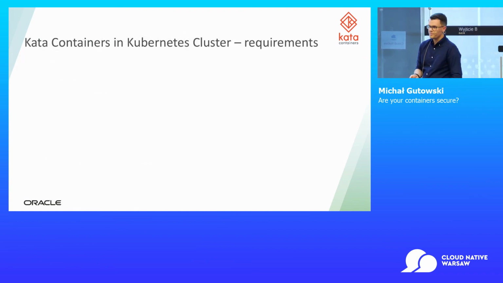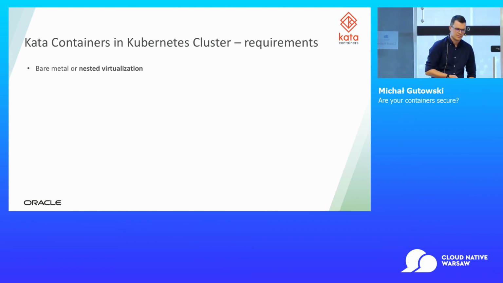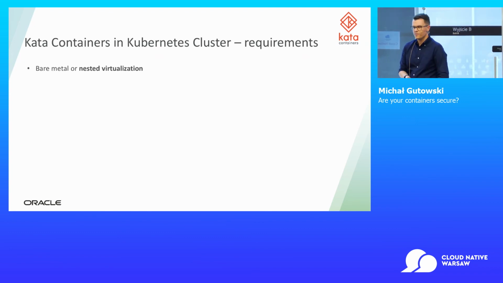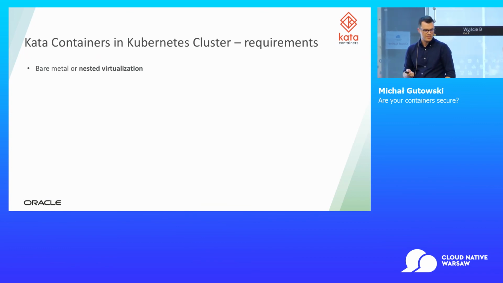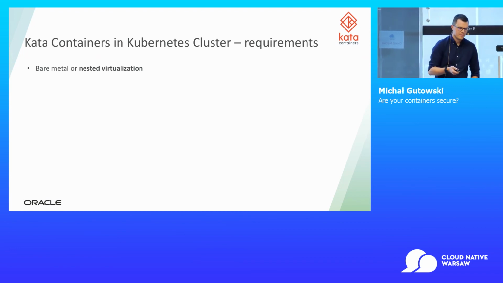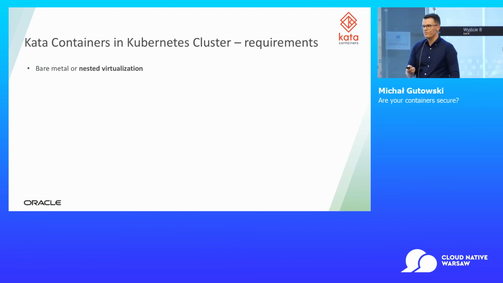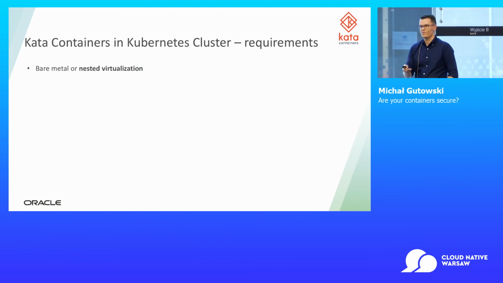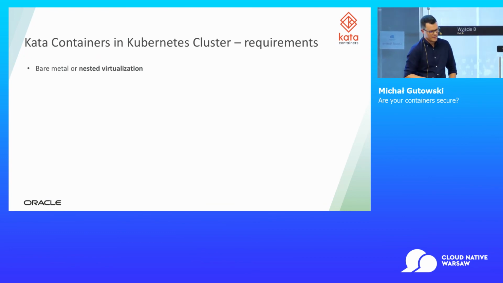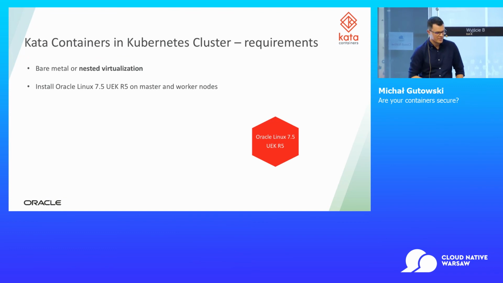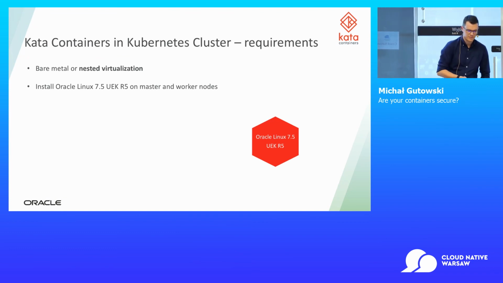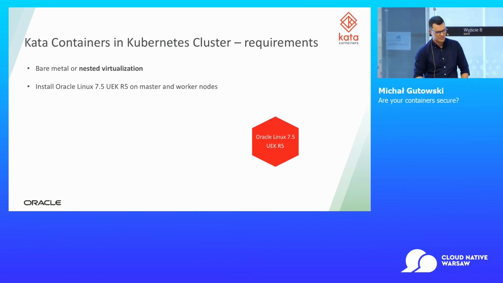If you would like to play with Kata containers, you can quickly build your home lab. Remember that this is nested virtualization now. What you will probably do is run a virtual machine, and this virtual machine spins up a Kata container, which is another virtual machine, right? So you need to have nested virtualization support. If you want to play with Kata and Oracle Linux, you need to install Oracle Linux, minimum 7.5 release.